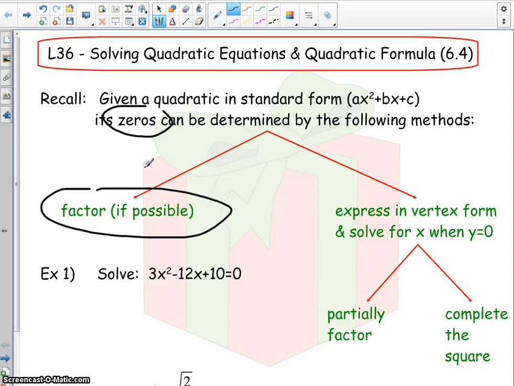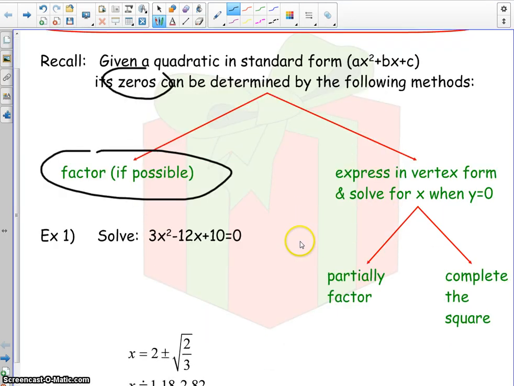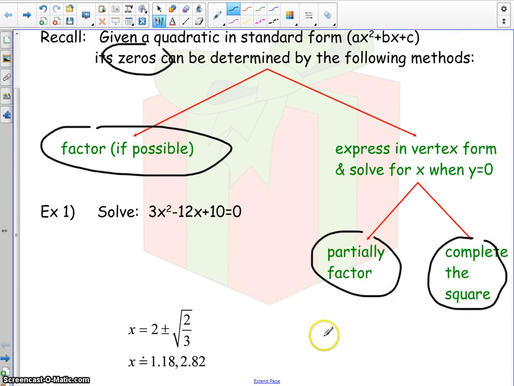However, if it didn't factor, like a lot of expressions don't, then we had to try and put it into vertex form and then set y equal to 0 and solve for x. Now we had two ways of putting it into vertex form. We could either use partial factoring or we could complete the square. And then from that point, we'd again set y equal to 0 and solve for x.